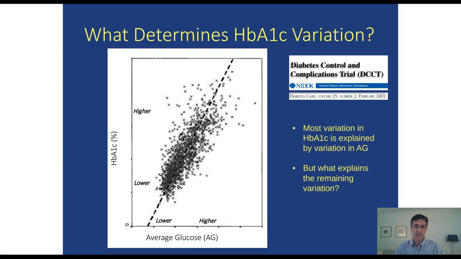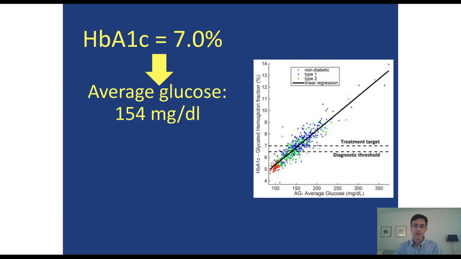If we look at data from another study, the A1c derived average glucose study by David Nathan and colleagues, we can see a similar scatter around the regression line. What the regression line allows us to do is to tell patients with a hemoglobin A1c of 7% that their recent average glucose is about 154 milligrams per deciliter.